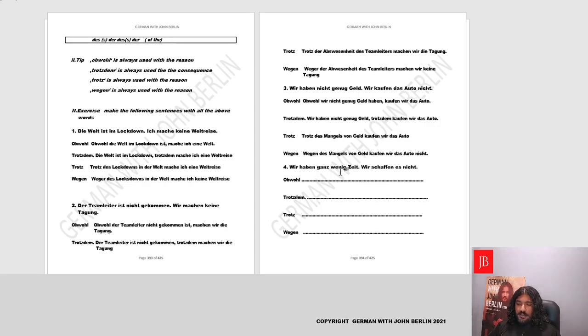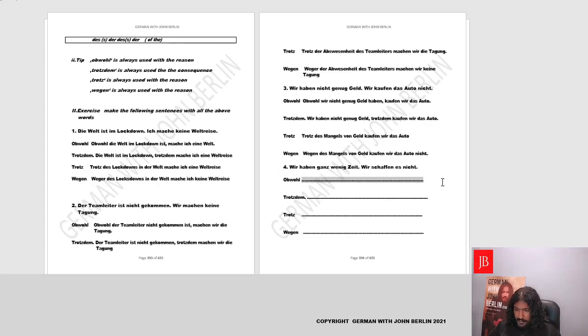Now, wir haben ganz wenig Zeit, wir schaffen es nicht. We have very less time, we do not manage it. Like we are doing something and maybe the time is less, so we say we don't manage it now. But we could contradict this. Let's contradict it by picking up the reason. We don't have enough time. So one could say, although we don't have enough time, we can manage it.